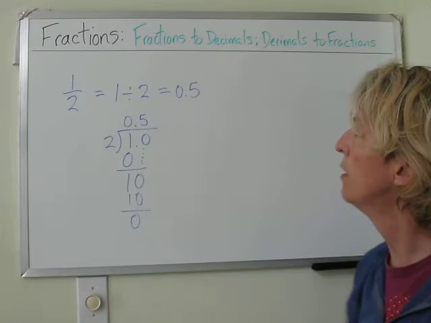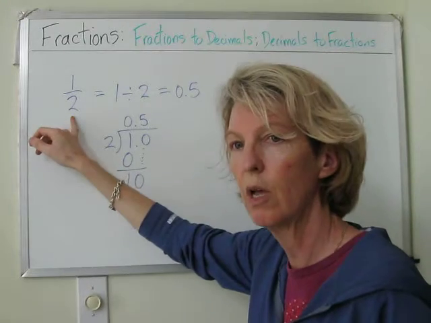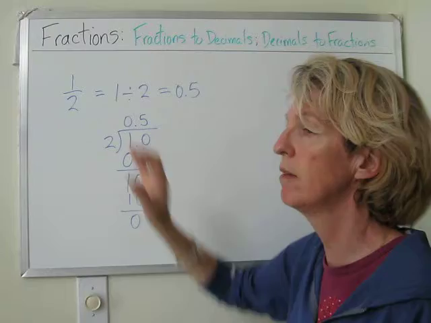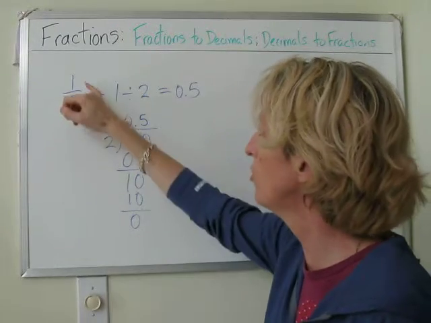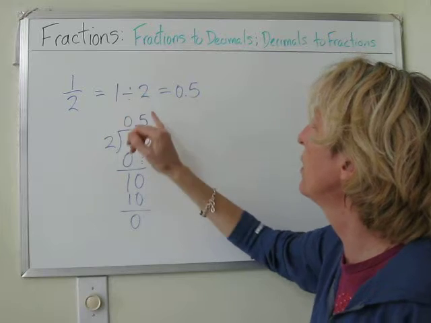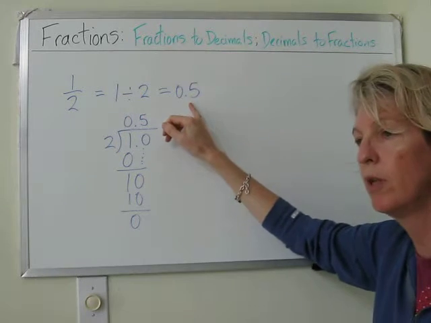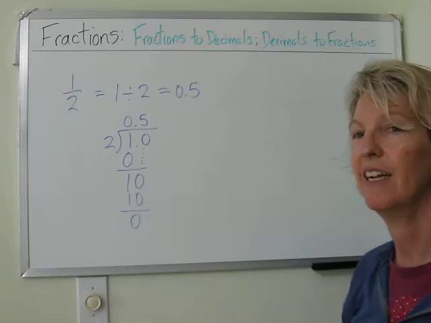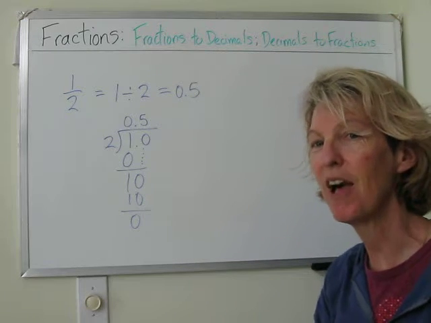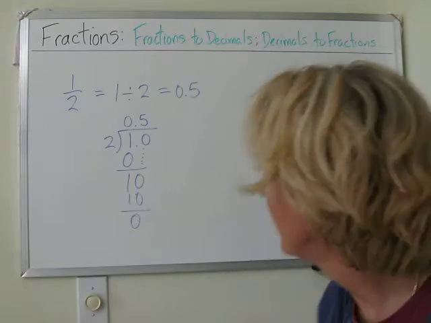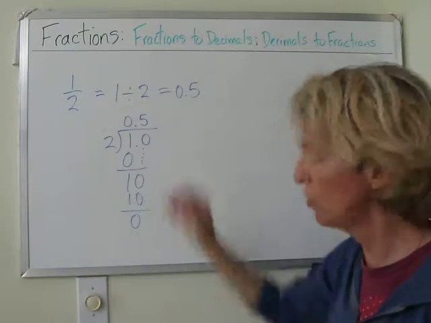Ta-da! Look what we've done. We've had a fraction of 1/2, and it's exactly the same as, it's equal to, 1 divided by 2. 1 divided by 2 is equal to the decimal of? 0.5. Good, 0.5. We've got quality control on that side. Excellent. Now, we've gone from a fraction to a decimal.